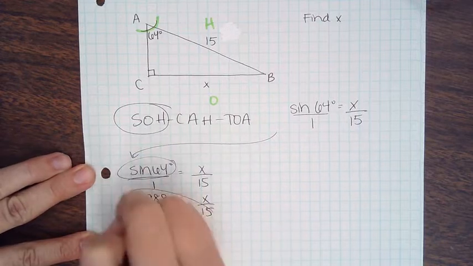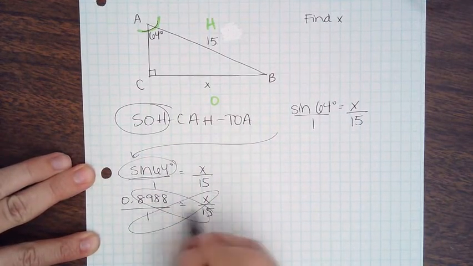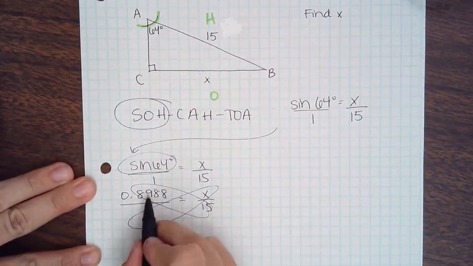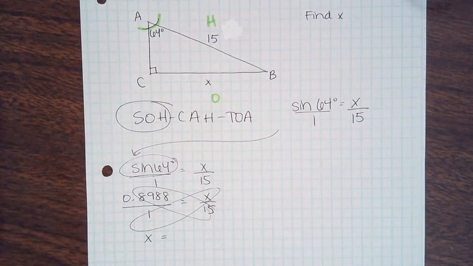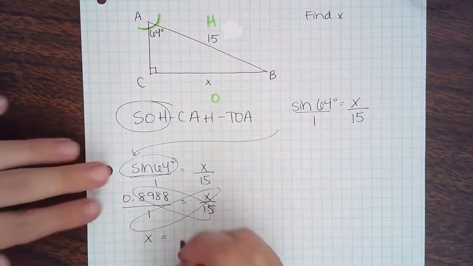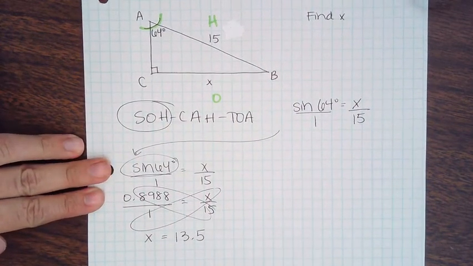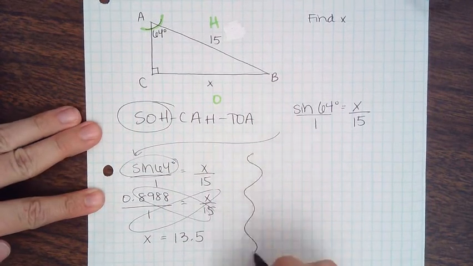Now I can cross multiply to solve. 1 times x is x, and 15 times 0.8988 equals 13.5, rounded to the nearest tenth. Okay, so that's one way to do it.